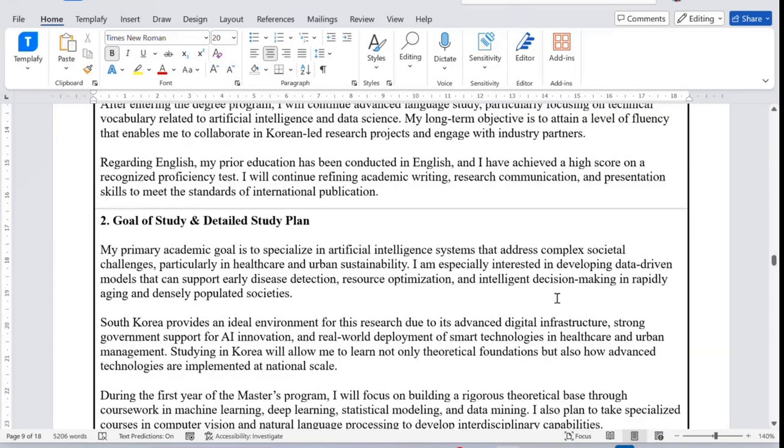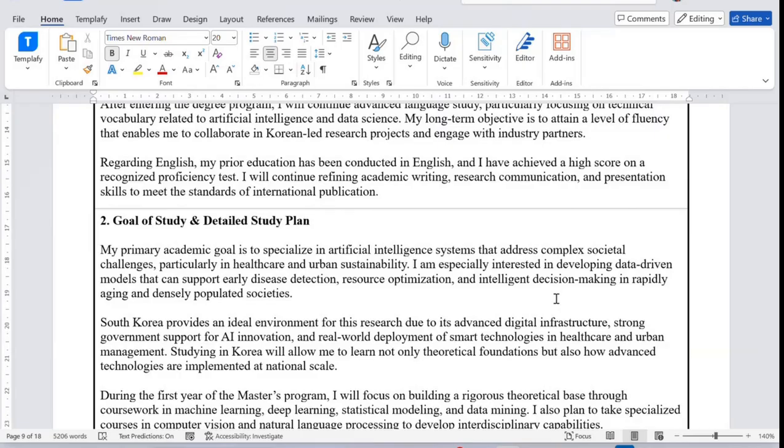So this will be the area where you want to do your postgraduate studies. My primary academic goal is to specialize in artificial intelligence systems that address complex societal challenges, particularly in healthcare and urban sustainability. I am especially interested in developing data-driven models that can support early disease detection, resource optimization, and intelligent decision making in rapidly aging and densely populated societies.